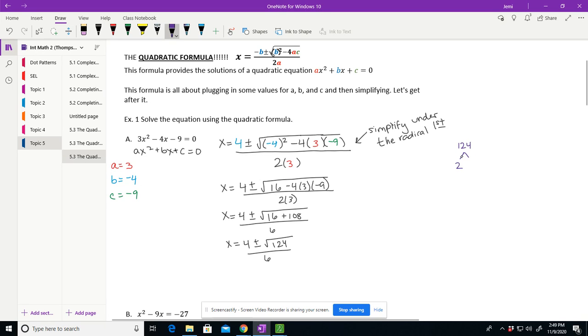Let's see, well, 2 goes into 124 62 times, and 2 goes into 62 31 times. So I've got 2 times 31, because 31 is prime. Pair of 2's, I bring one out, and I get 2 radical 31. So when I rewrite this, x is equal to 4 plus or minus 2 square root 31 over 6.